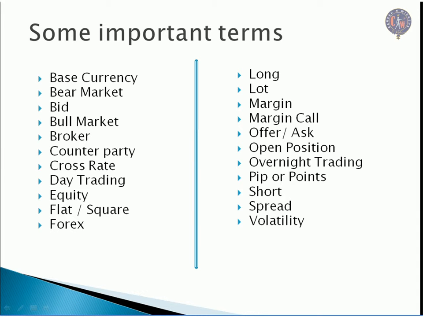The next term is broker. Broker is an agent who handles investors' orders to buy and sell the currency. The next term is counterparty. Counterparty is the customer or a bank with which a foreign exchange deal is executed. Term number 7, cross rate. Cross rate is an exchange rate between two currencies, usually constructed from the individual exchange rates of two currencies. Cross rate is measured against US dollars.